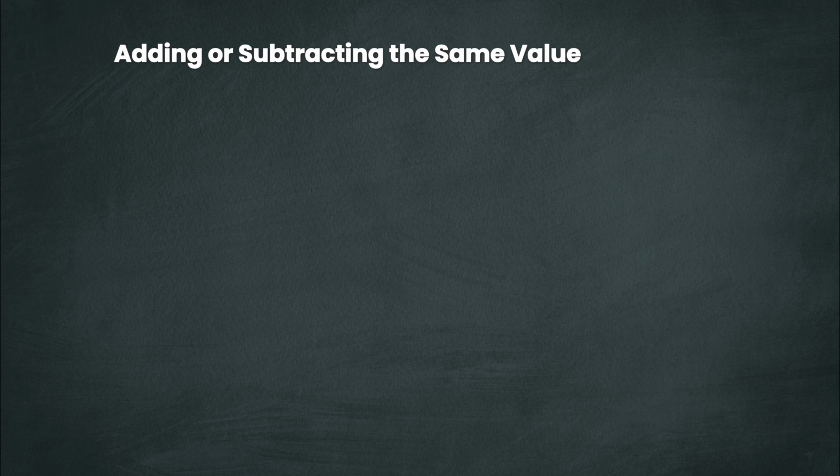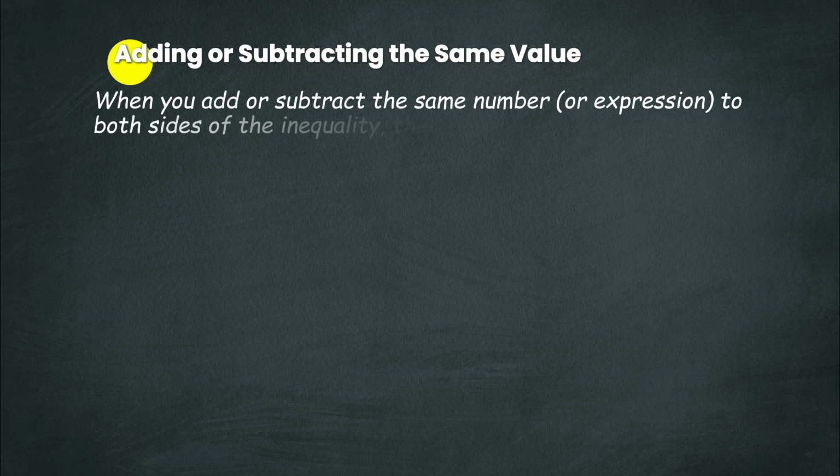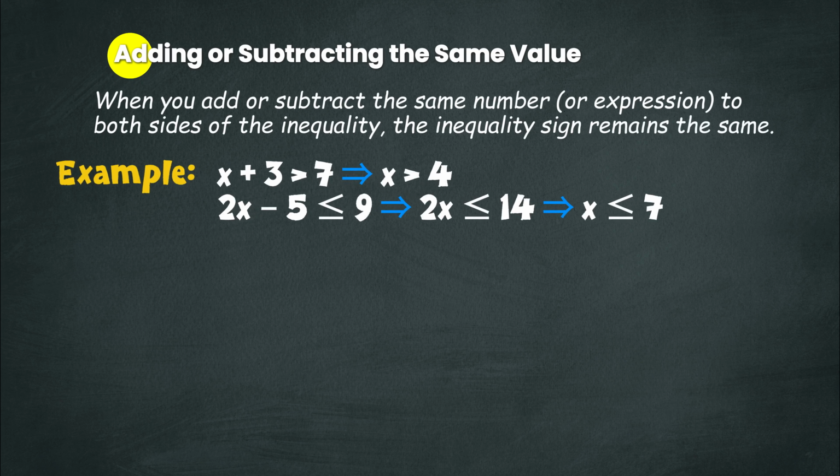Adding or subtracting the same value. Let's start with the easiest rule. When you add or subtract the same number on both sides, the inequality sign does not change. For example, x + 3 > 7. To isolate x, we subtract 3 from both sides, so we get x > 4.